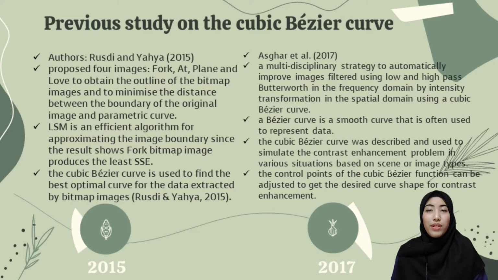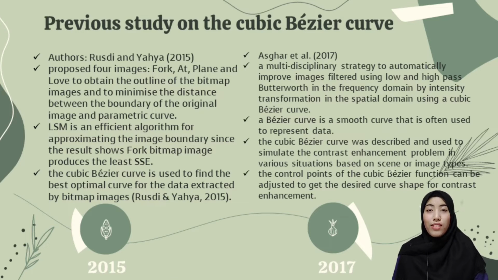The first one is the work presented by Rusdi and Yahya 2015, which proposed four images: fork, add, plan, and love, to obtain the outline of the bitmap image and to minimize the distance between the boundary of the original image and the parametric curve. They conclude that LSM is an efficient algorithm for approximating the image boundary, since the result shows that the bitmap image produces the least SSE. In conclusion, the cubic Bezier curve is used to find the best optimal curve for the data extracted from the bitmap image (Rusdi and Yahya, 2015).